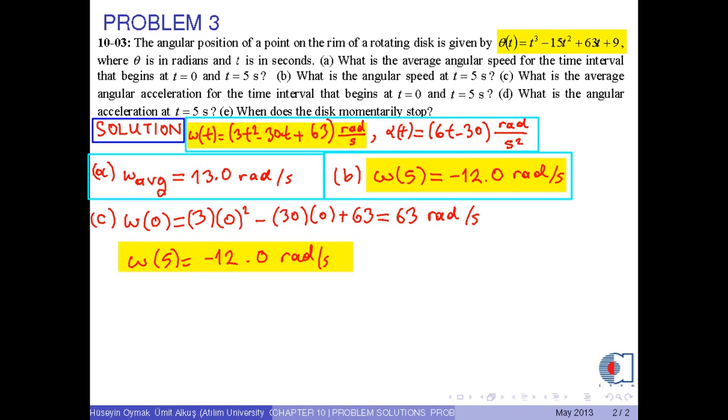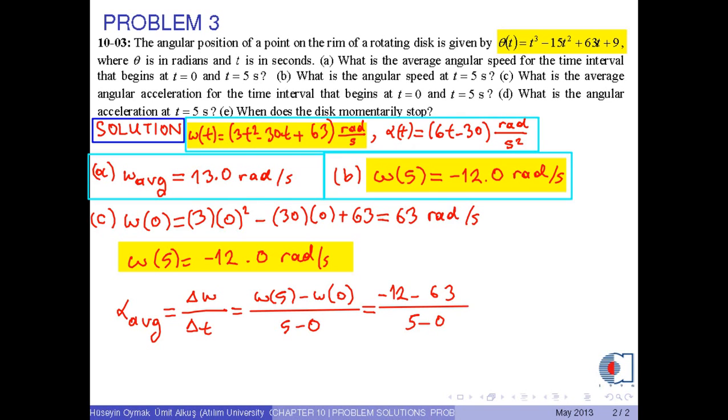Therefore, using the formula of average angular acceleration, which is alpha average equals omega of 5 minus omega of 0 divided by 5 seconds minus 0, and putting omega of 5 and omega of 0 into this equation as minus 12 radians per second minus 63 radians per second over 5 seconds minus 0, the result is negative 15 radians per second squared.